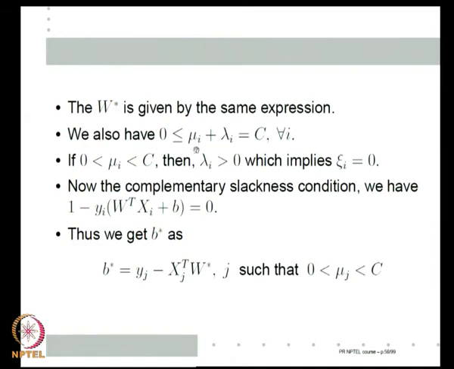I need to have 0 less than or equal to mu I less than or equal to C, similarly 0 less than or equal to lambda I less than or equal to C. So, unlike the earlier problem, now mu I also has a strict upper bound. If mu I is strictly between the bounds, not equal to either of the bounds, then that mu I determines the Xi which are closest to the separating boundary now. Earlier, the Xi that are closest to the separating hyperplane are those whose corresponding Lagrange multipliers are strictly positive.